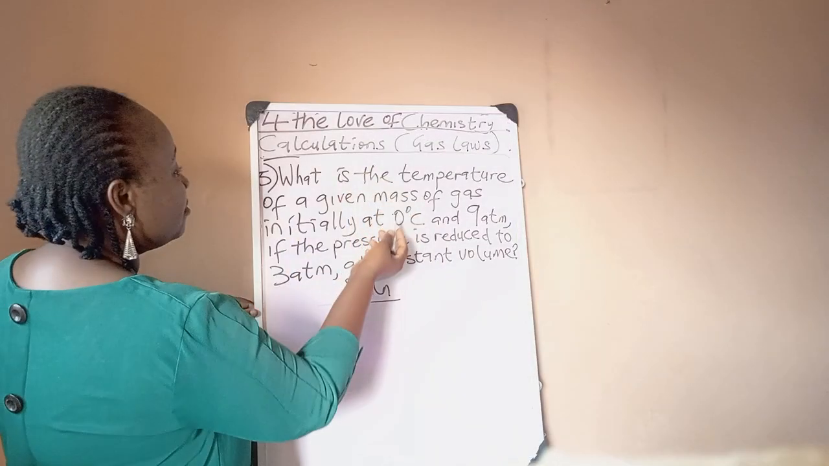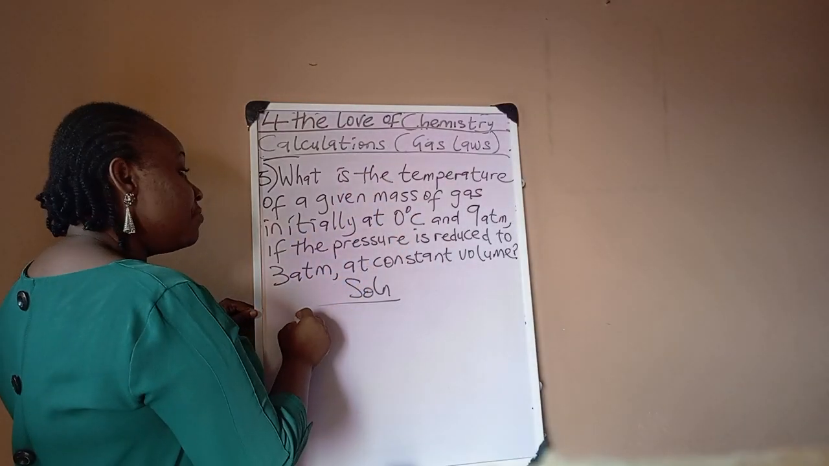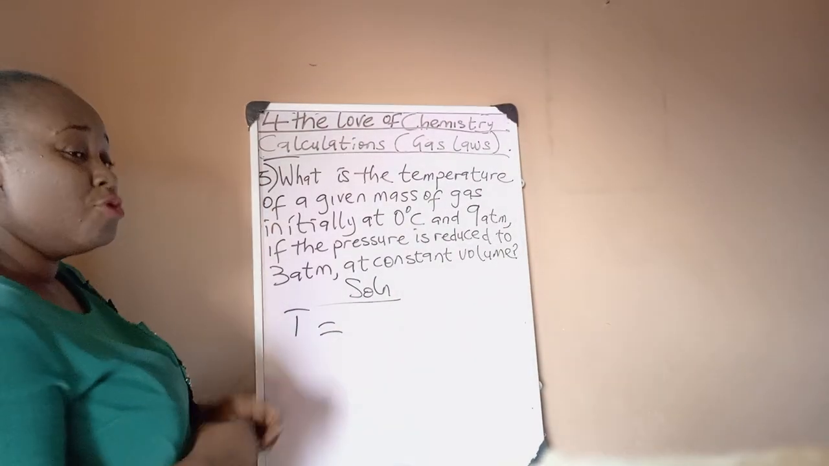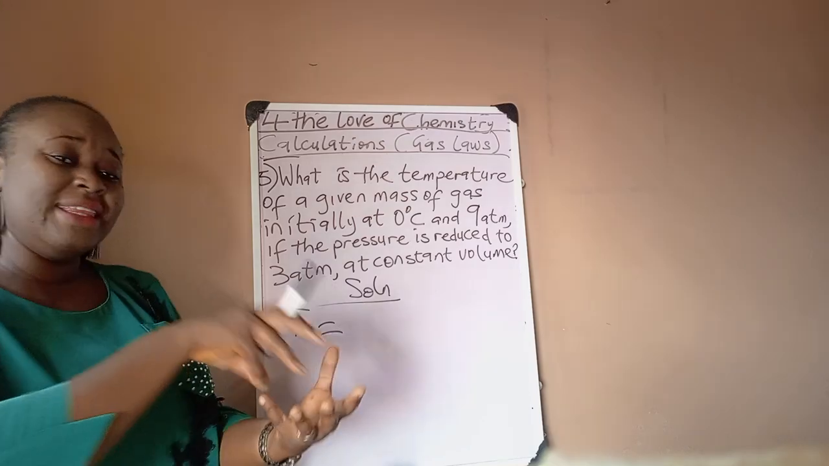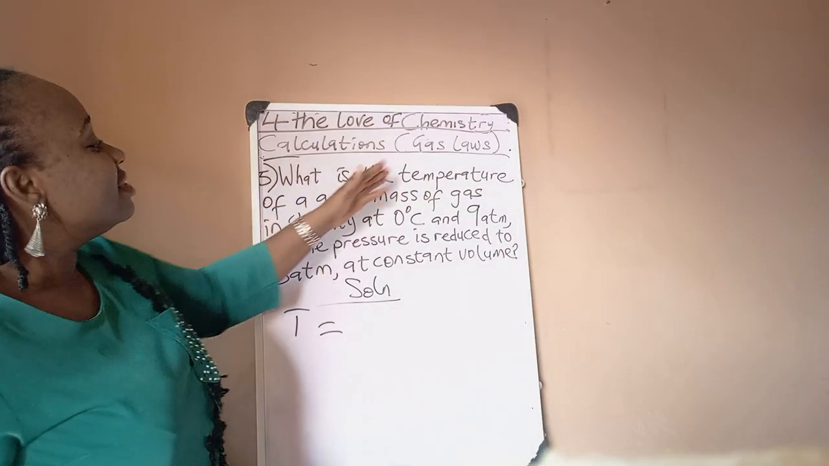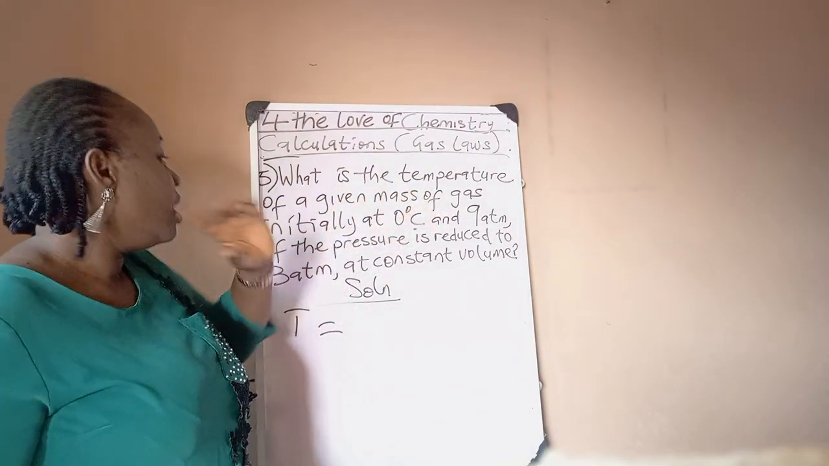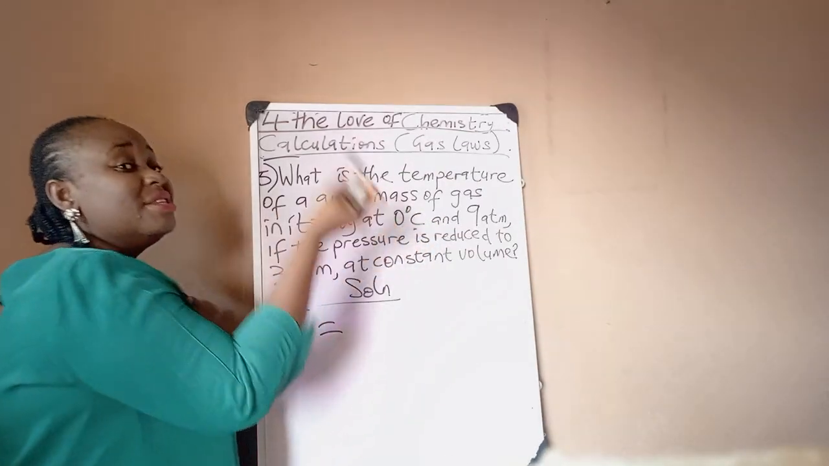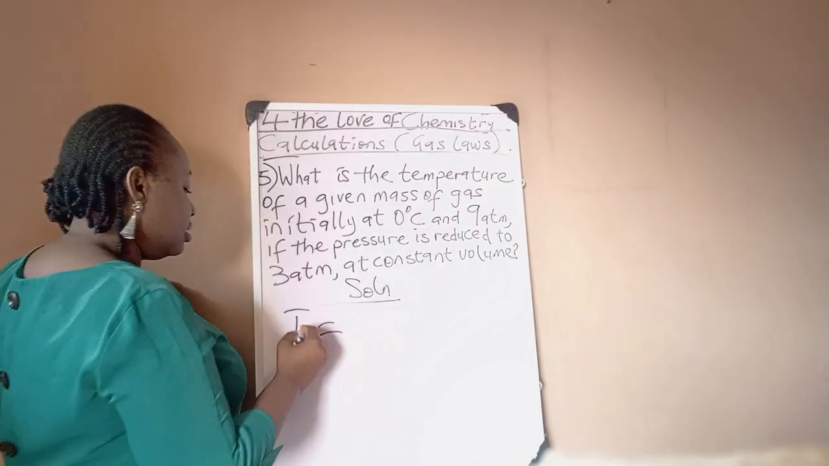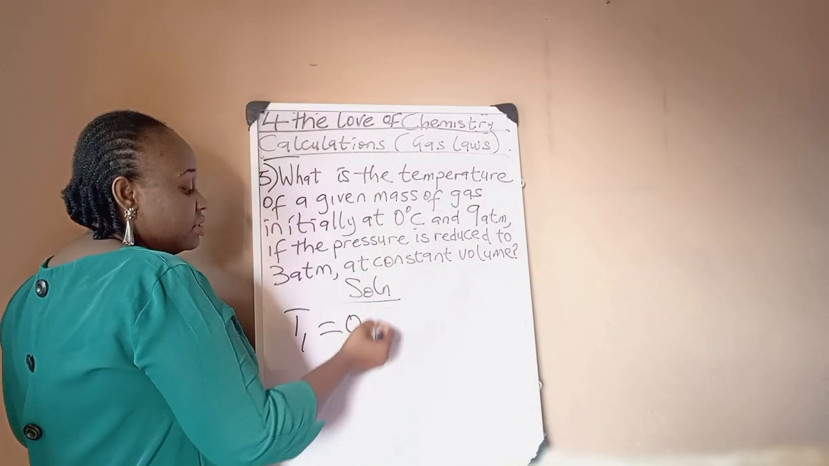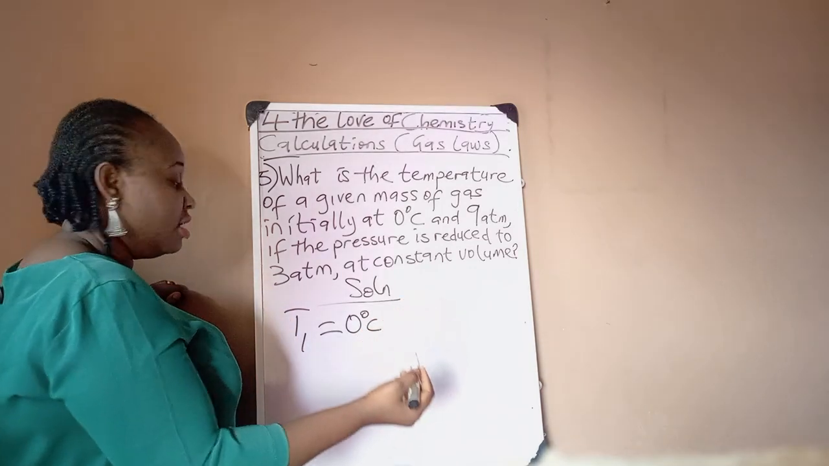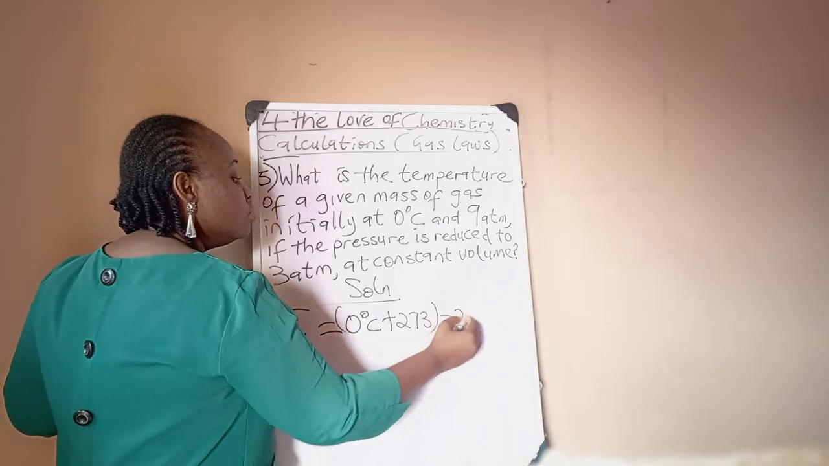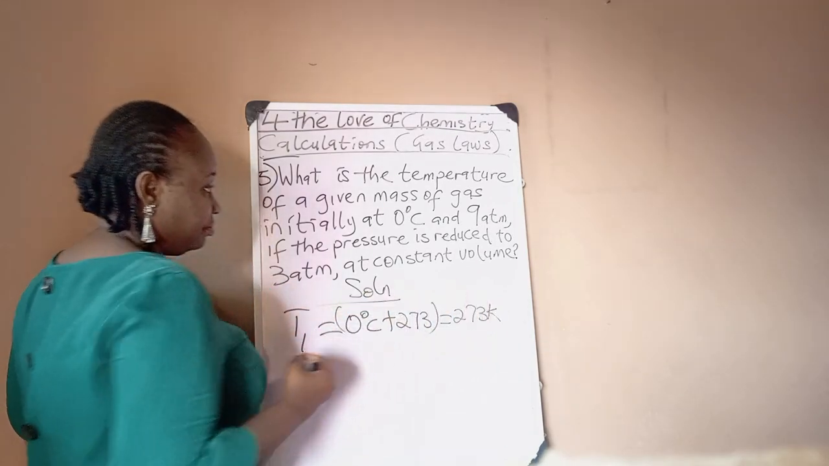So the first one we have here is, what is the temperature? So we are looking for T. And we don't know, is this T1 or T2? Now you read the question, and from the question you will harness which one is T1 or T2. What is the temperature of a given mass of a gas initially at, so initial temperature is T1. So T1 is 0 degrees Celsius, or we'll convert to Kelvin immediately. So add 273 to give us 273 Kelvin.